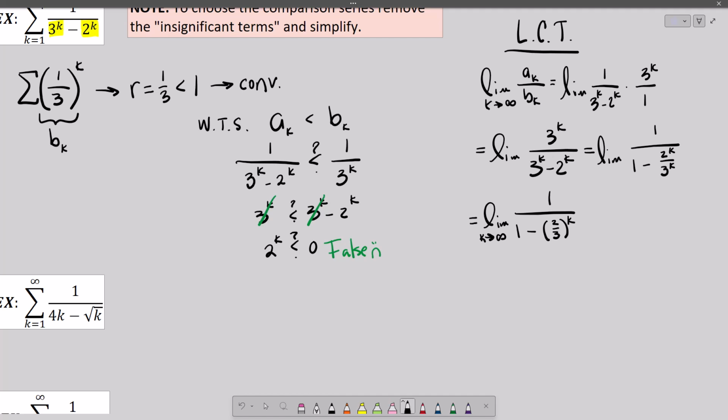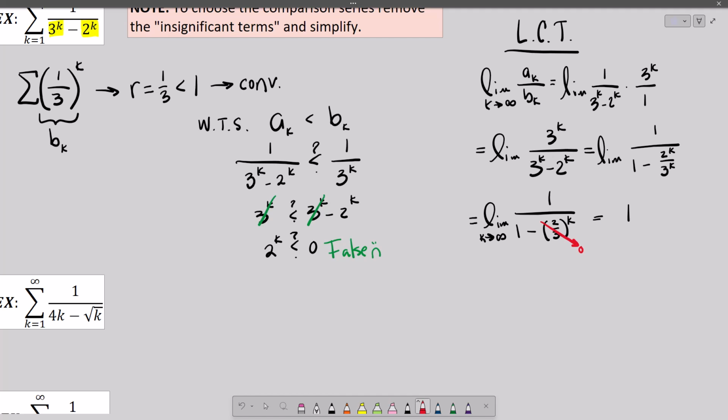And what's true with 2/3 to the k as k is going to infinity? That's going to go to 0, because that 2/3 is less than 1. You take a number less than 1 and you do repeated multiplication, it gets tinier, goes to 0. So this little piece right here is going to 0, which means our overall limit is 1. I feel like every time we've done the limit comparison test, we've had a limit value of 1. I need to change my example so it's not always 1.